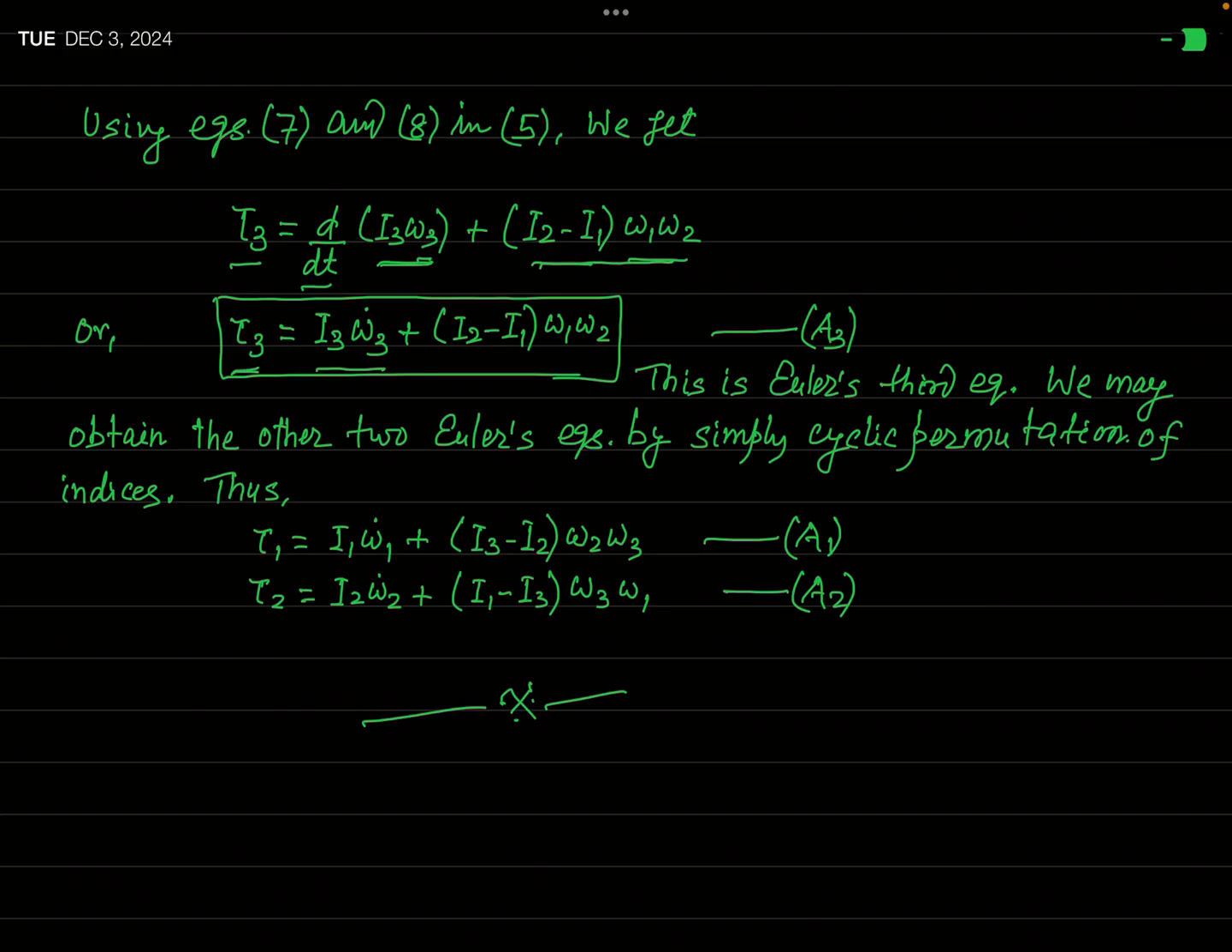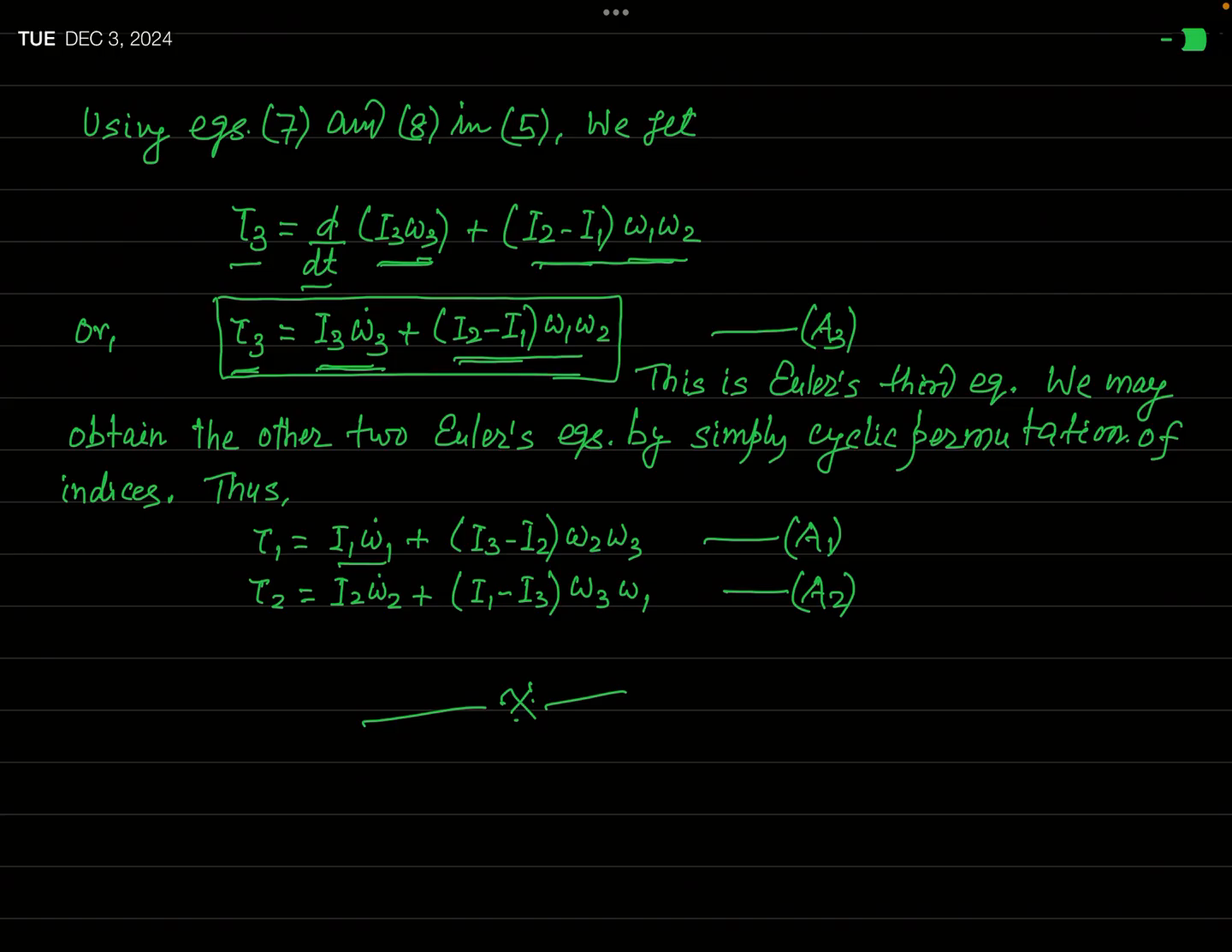When you write the third component, that is tau 3, then in the first term, the index will be 3. That will be I3 omega 3 dot here. So when you write tau 1, there will be I1 omega 1 dot, okay. Now see the second term. When you have written tau 3, then mark, in the second term the index 3 will not be present. Only the indices 1 and 2 will be present. And so there will be I2 minus I1.